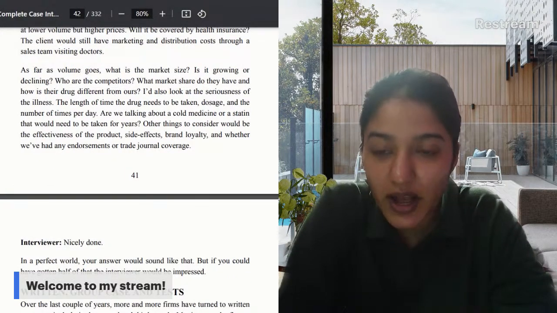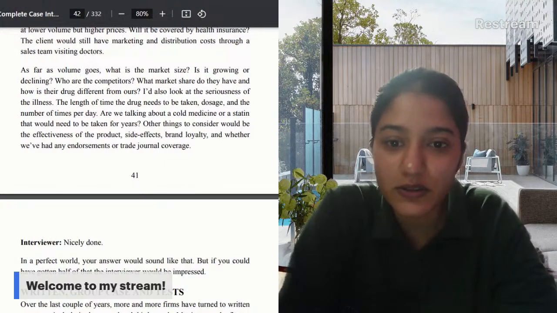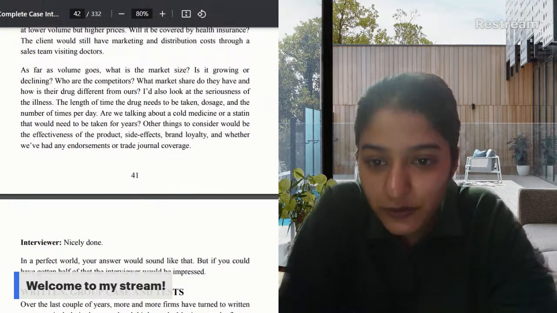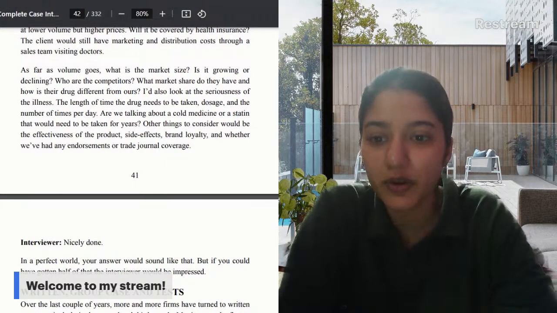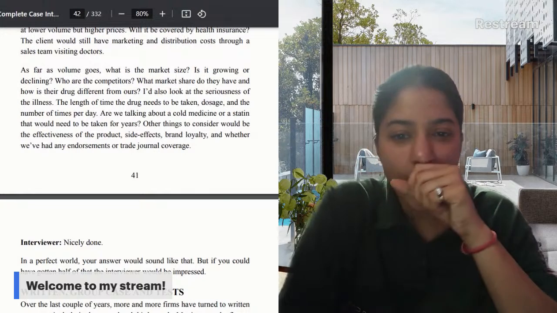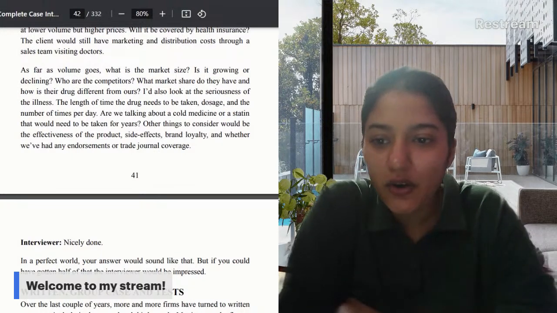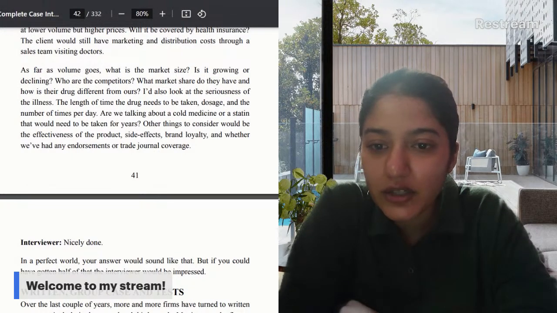What market share do they have? And how is their drug different from ours? I'd also look at the seriousness of the illness, the length of time the drugs need to be taken, dosage, and the number of times per day. Are we talking about a cold medicine or a statin that would need to be taken for years?